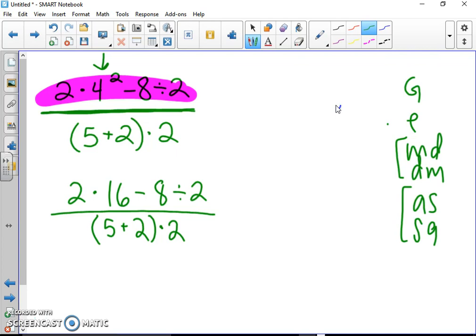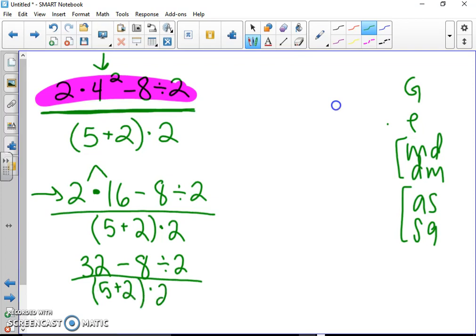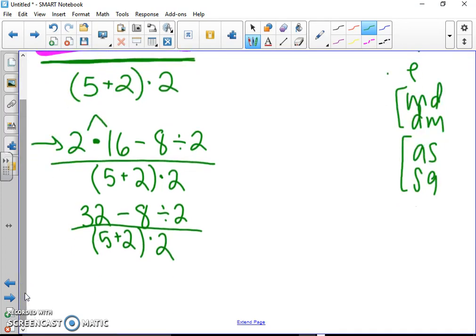Okay, can I multiply or divide? Only worried about the top. Yes. Going from left to right, I have multiplication first. So 2 times 16 will give me 32 minus 8 divided by 2, all of that over 5 plus 2 times 2. Okay, still working on the top. Is there any division or multiplication? Absolutely. I've got this divide by 2 right here. So I have 32 minus 8 divided by 2 gives me 4. All of that over 5 plus 2 times 2.